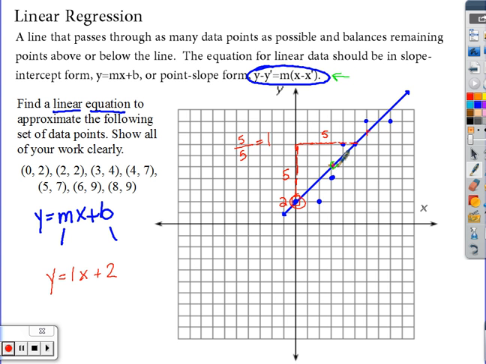Let's just say, for instance, I was using these 2 points here. I would go up 3 over 3, so my slope works out to be the same. Then I choose a point that my line's passing through, say this one, which is 3, 5. And I write my equation y minus 5 equals 1 times x minus 3. That would be the point-slope form of the same equation. And that's linear regression.